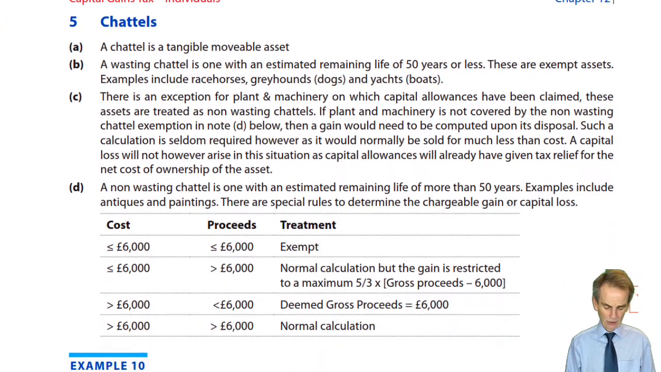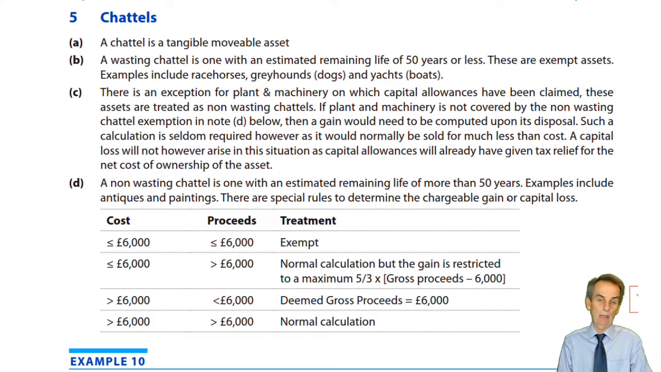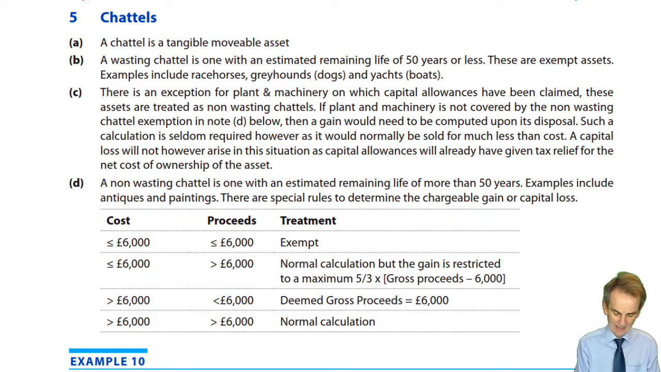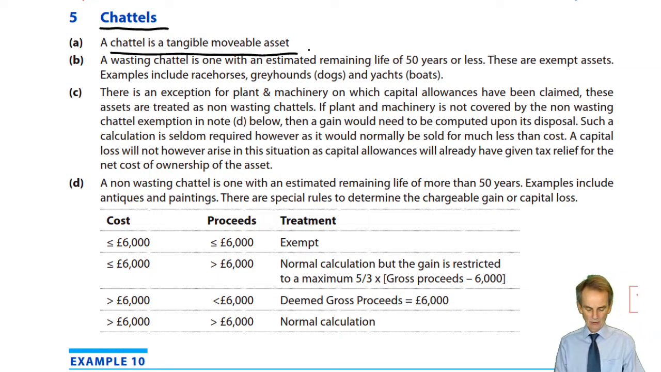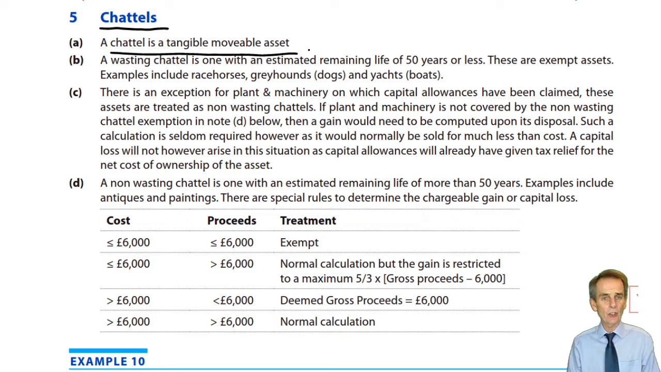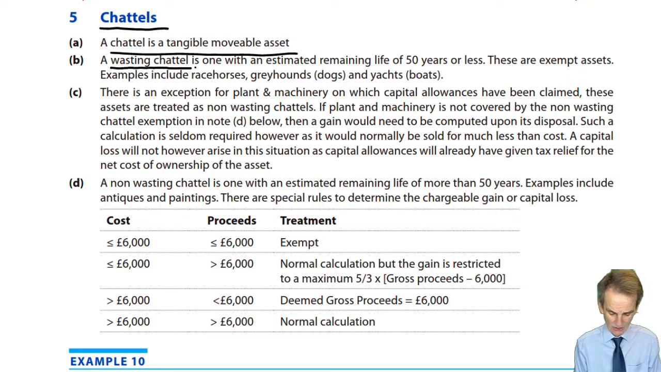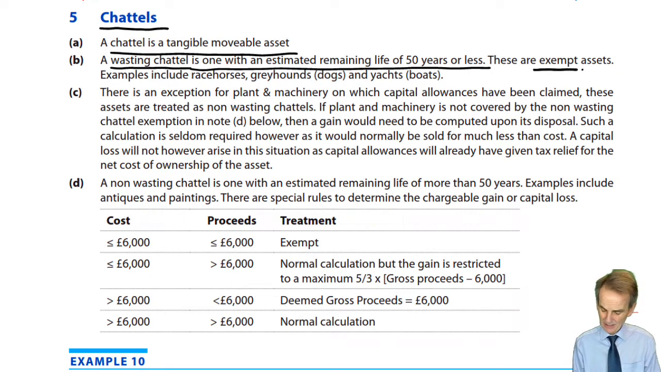And that now leads us, therefore, to another situation where the basic gains or loss calculation may be amended for specific circumstances. Now, it's a term that we used very early on, indeed in our first session on this particular chapter. The term was chattels, and we defined a chattel as a tangible, movable asset. What we'll also get to know now is that there's something called a wasting chattel, and that is said to be one with an estimated remaining life of 50 years or less. And the relevance of these is that these are exempt assets.